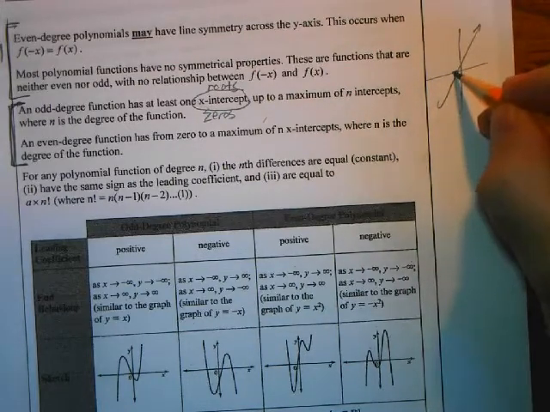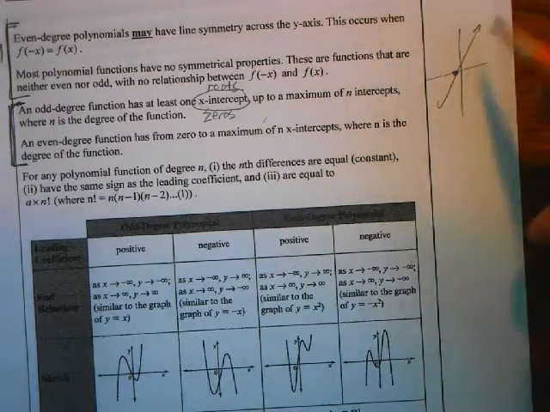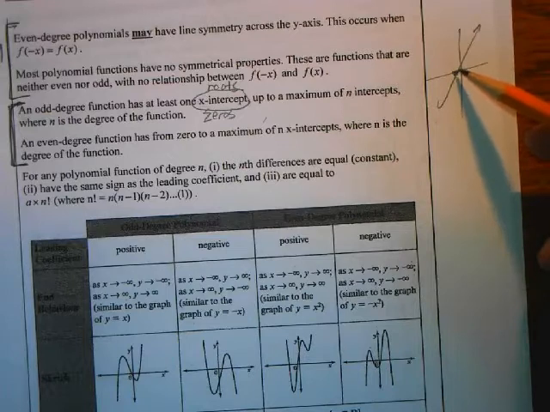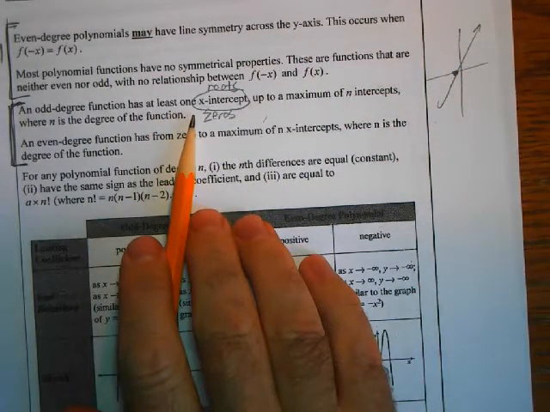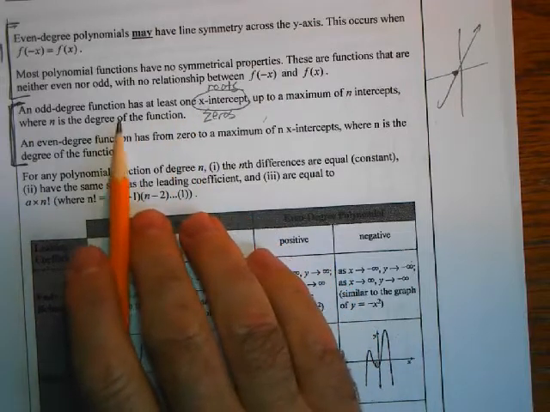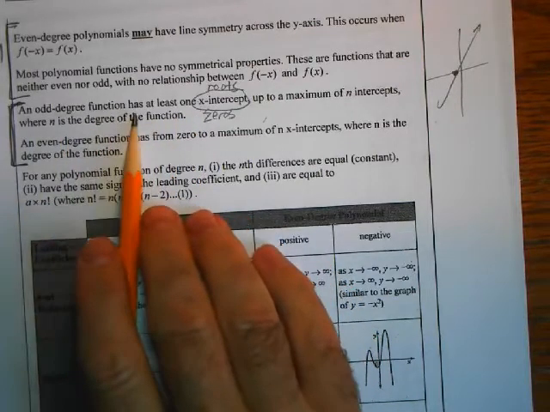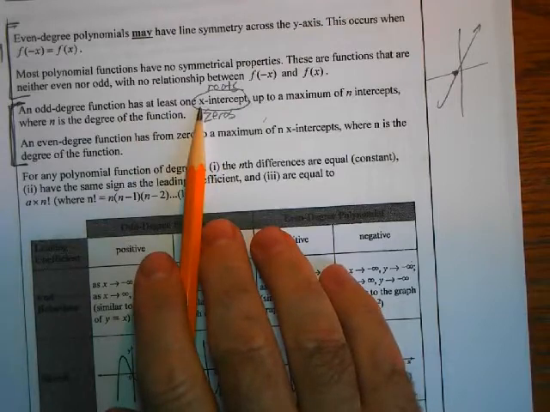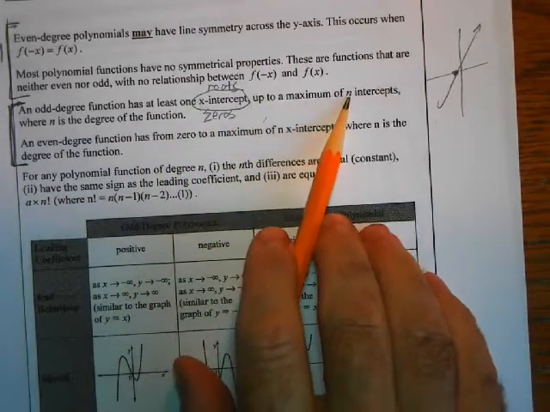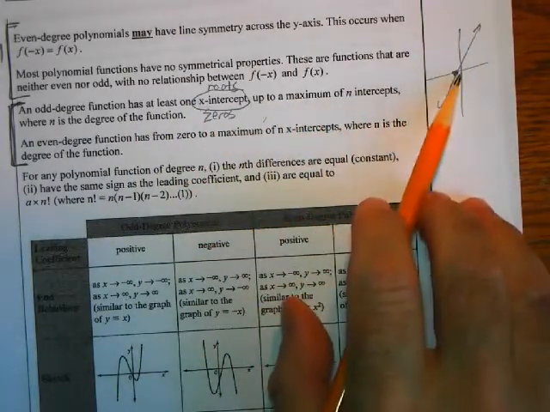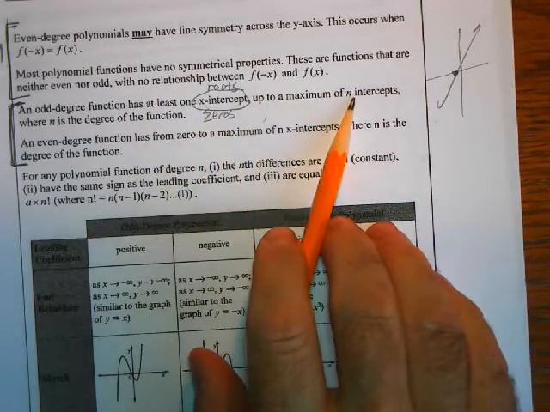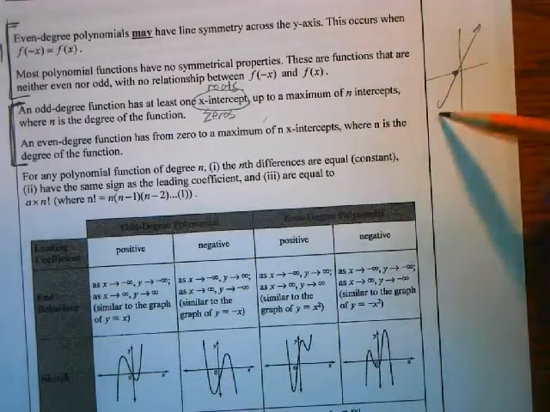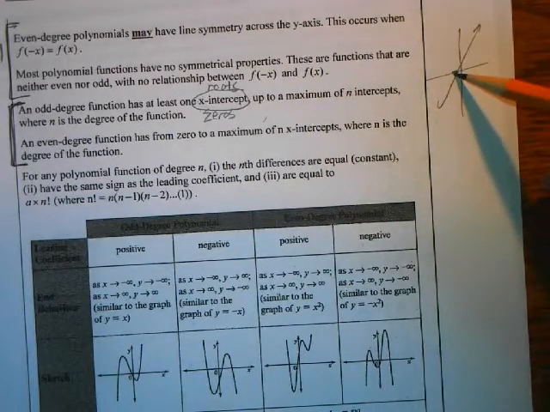Okay, so if this was a linear function, degree 1, this is telling me that that line, which is a specific odd degree function, has at least one x-intercept up to a maximum of n, and n in this case, the degree, is 1. So it has to have at least one up to a maximum of 1. So that tells you all lines have exactly one x-intercept.